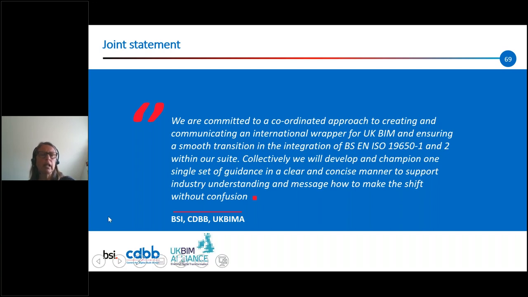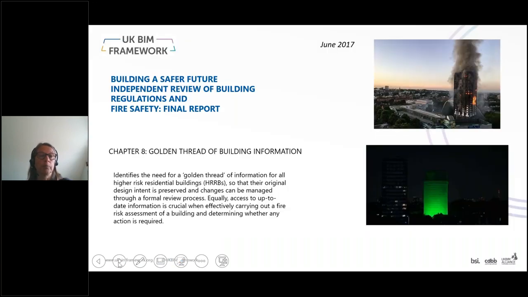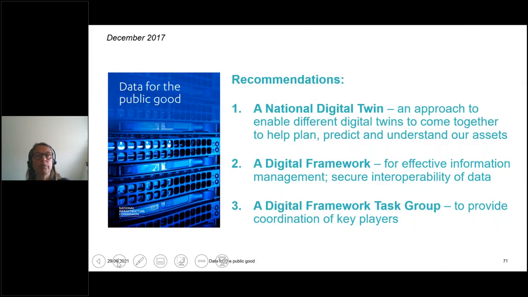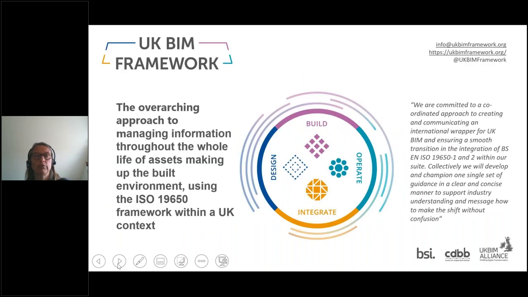But I think again there's a little bit of a misunderstanding, in that we were only talking to a very small part of the industry. The vast part of the industry hadn't yet engaged with BIM level 2 anyway. And then of course, we had a number of key disruptors. We had the awful Grenfell disaster in June 2017. And of course, all the activities that have happened since around the Building Safety Bill and the Golden Thread Initiative. We had the Data for the Public Good report coming out in December 2017, recommending a national digital twin and a digital framework. So how did that fit with the UK BIM framework?